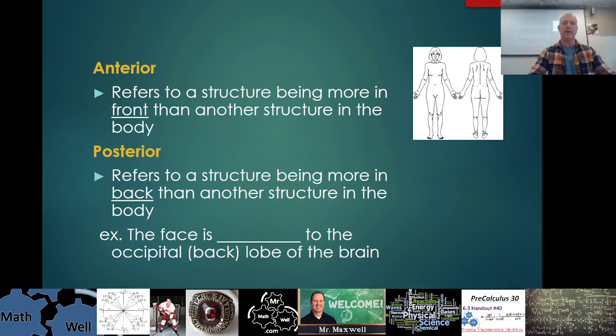So posterior. So the face is what to the occipital lobe? The face, or the brain, is anterior. Yeah, that's anterior. So anterior is in front of. Good. Your brain would be kind of posterior to your nose, let's say.